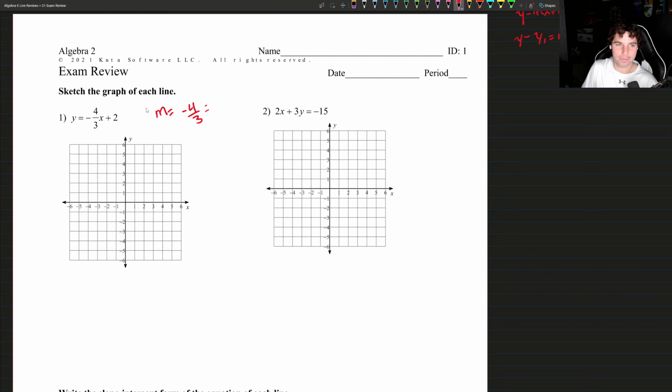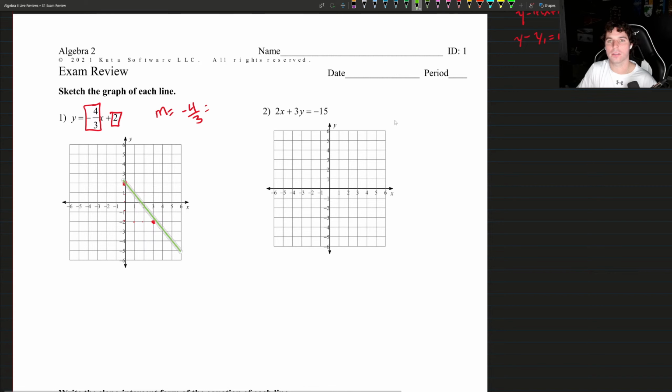Anyway, slope, right, -4/3. It's this guy. And then our y-intercept, that's 2. So we plot that point. Right, that's our b. Then we go down 4 and over 3. Then we draw a line through those 2 points. And we're done. That doesn't look great, but you get the point. That's the easiest problem. Again, this is stuff that you've done all through Algebra 1. I'm not super worried about this. We should get that pretty easily.